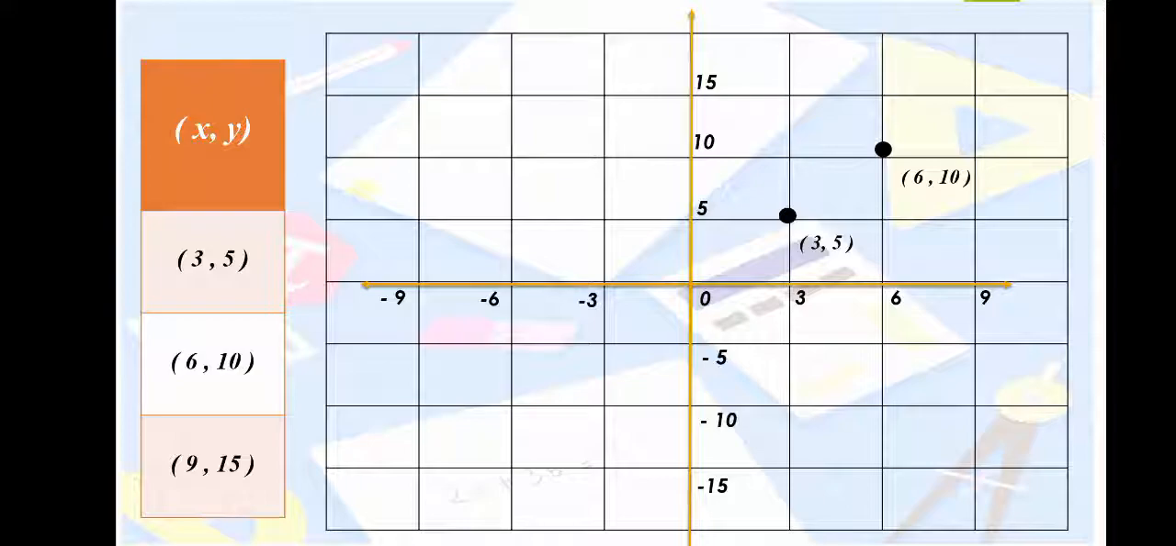Third ordered pair: 9 and 15. 9 is the value of x and 15 is the value of y. So 9 and 15 intersect at this point. Mention the ordered pair. After plotting these points and mentioning the ordered pairs, you have to draw a line that will join these 3 points. So this is the graph of y is equal to 5x over 3.